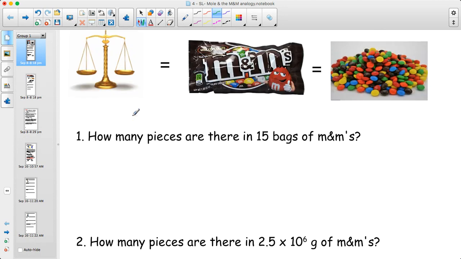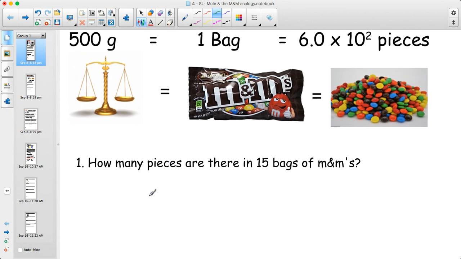Okay? So these are some simple conversions, and obviously the idea here is that the conversions you do right now with the bags and the M&Ms are really no different than the ones you'll end up doing with moles and atoms. So how many pieces are there in 15 bags?